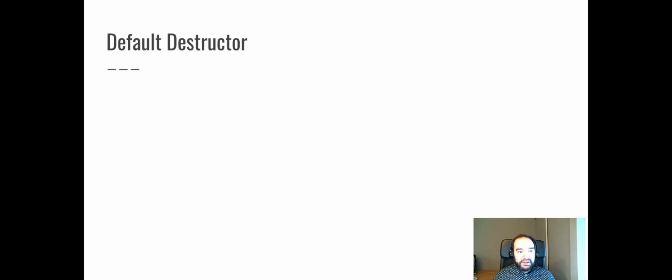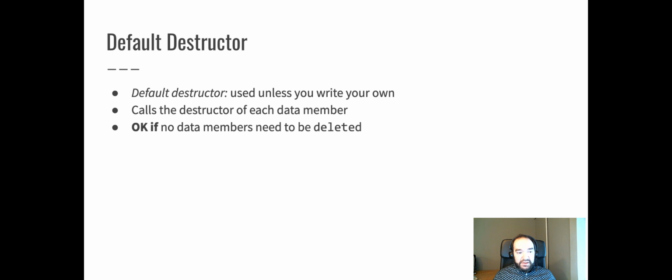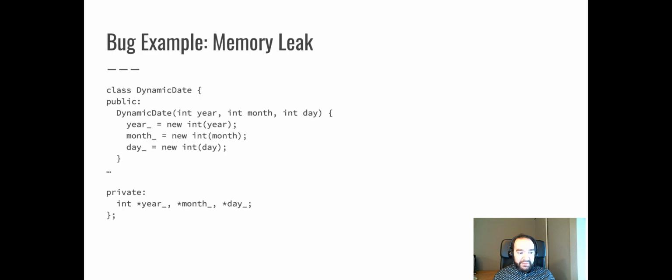There's a similar default destructor that's used unless you write your own destructor. And the default destructor calls the destructor for each data member in turn. So that's okay if none of the data members need to be deleted. But it's not okay if the constructor allocated dynamic memory with new, because if the constructor allocated dynamic memory with new, the destructor is our last chance to delete that, and we are responsible for deleting that memory.